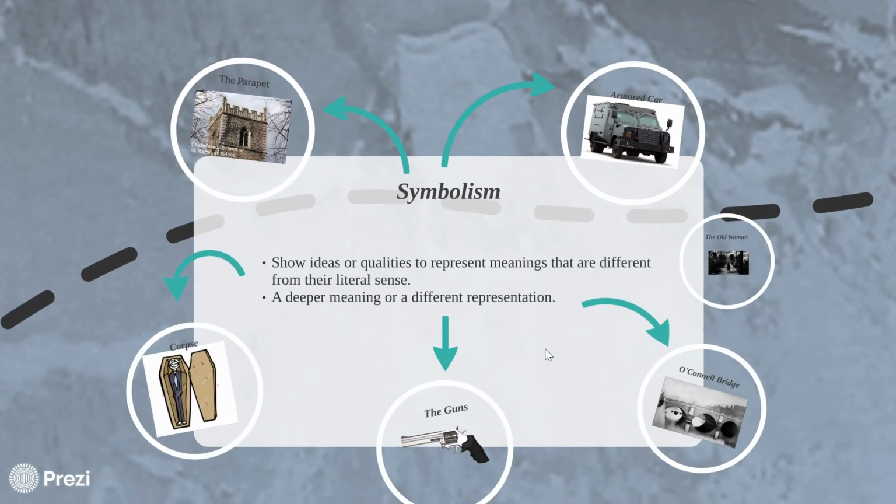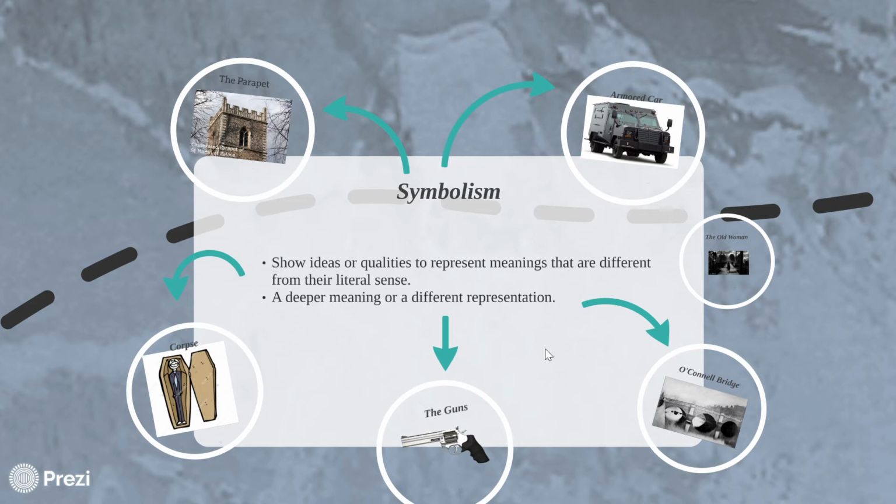Now, symbolism. Symbolism is when objects stand for more than themselves, so it goes beyond their literal meaning. We've all read The Maze Runner, and we know that the box symbolizes rebirth. We know that the maze actually symbolizes a prison. So symbolism is when an object has a deeper meaning or represents something different.